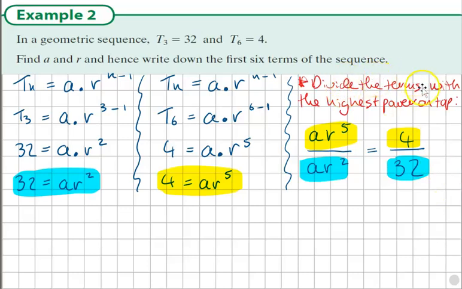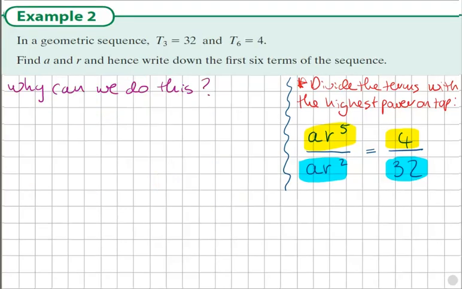So we're going to divide, with the terms with the highest power on top. So ar to the power of 5. The 5 is bigger than 2 in terms of powers. So ar to the power of 5 is our numerator, and ar to the power of 2 is our denominator. And that's equal to 4 over 32. Our second equation that we worked out in terms of a and r was 4 equals ar to the power of 5. So they go on top, purely because the 5 is bigger than 2, the other power. And then 32 equals ar squared. They go on the bottom, so they're the denominators.